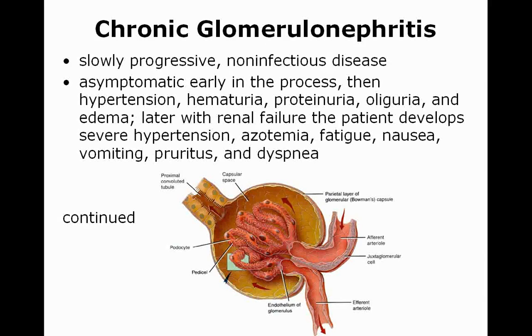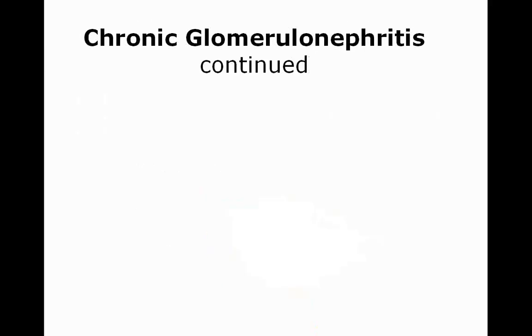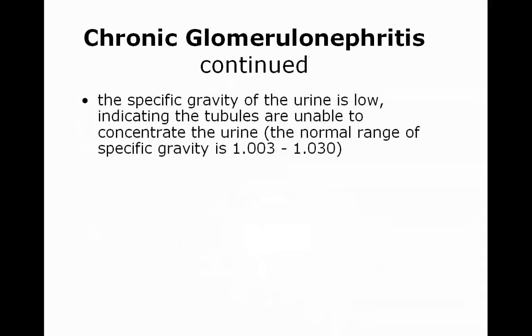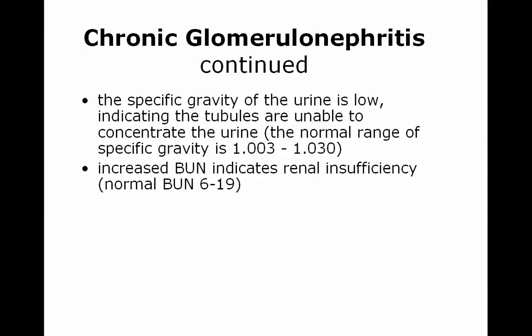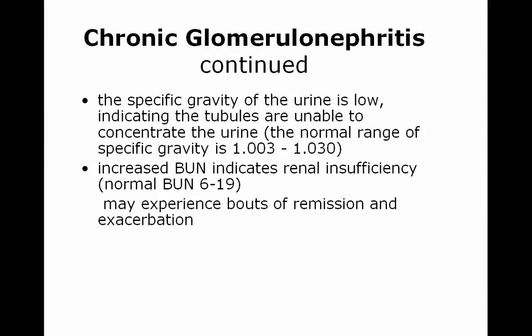Later in the stages of chronic glomerulonephritis, there'll be some degree of renal failure. And again, the severe hypertension, the azotemia, the buildup of nitrogenous waste in the bloodstream, fatigue, nausea, vomiting, pruritus, and dyspnea all go along with the chronic glomerulonephritis. As far as lab values, the specific gravity of the urine is usually low, and the BUN will increase as the renal insufficiency increases.